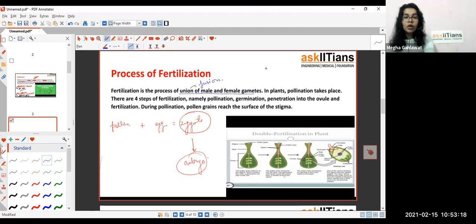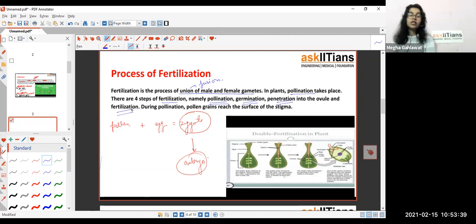And in the plants, pollination takes place, right? Because plants are incapable of moving from one place to another. There is fertilization, and there are four steps in the fertilization. There's pollination, which we studied about, there's germination, there's penetration into the ovule, and there's fertilization.